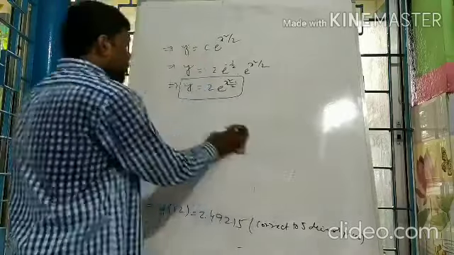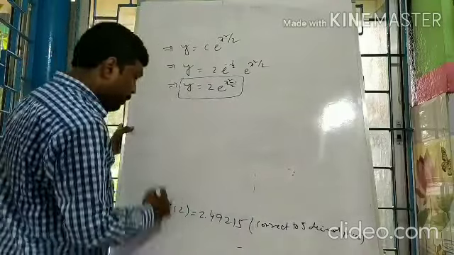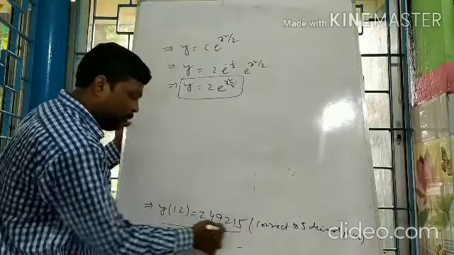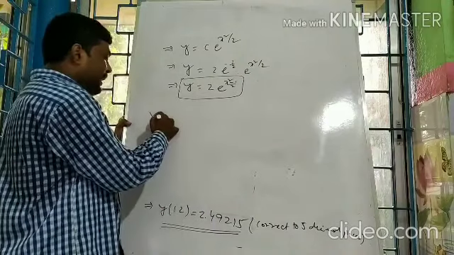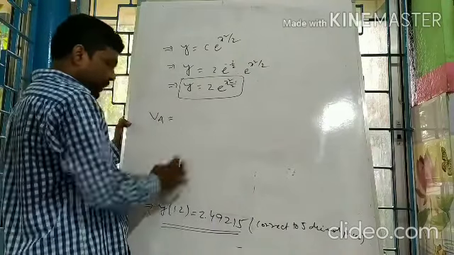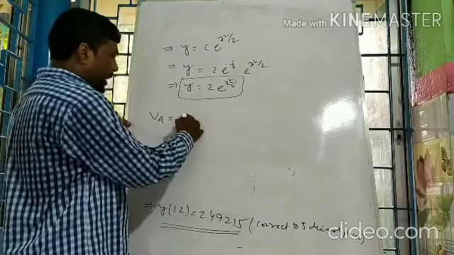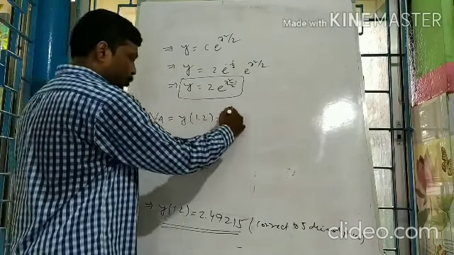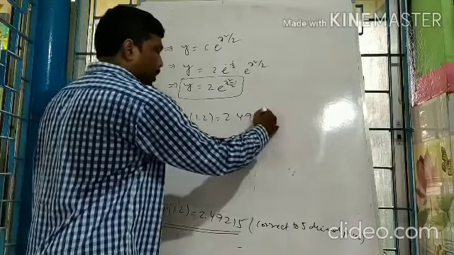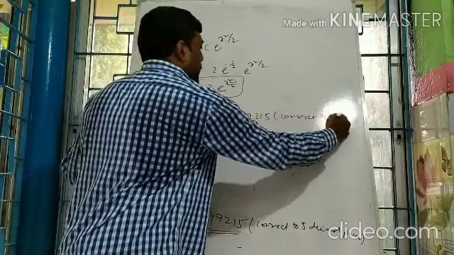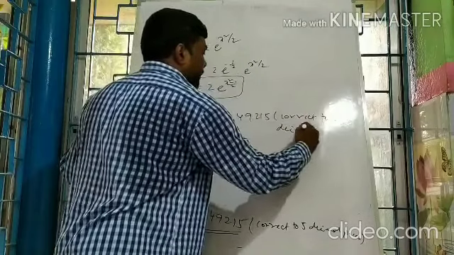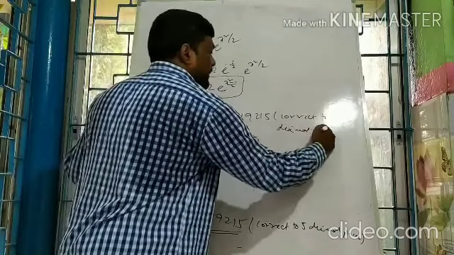Okay. Now, the approximate value at the point x equals 1.2 is y(1.2) equals 2.49215, correct to 5 decimal places. This is by the Taylor series method.